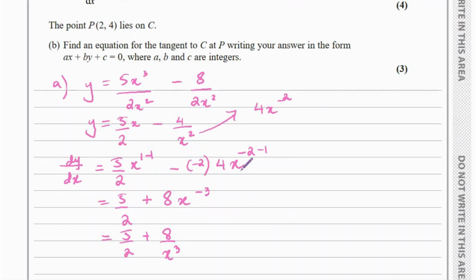Then it says the point P, 2, 4 lies on C. Find an equation for the tangent to C at P, writing your answer in the form ax plus by plus c equals 0, where a, b, and c are integers. Still very simple, a continuation of your previous knowledge. So we know that in differentiation, if you have a curve and there's a tangent crossing it, like touching it, the gradient of the curve is the same as the gradient of the tangent. So gradient of curve is same as gradient of the tangent.